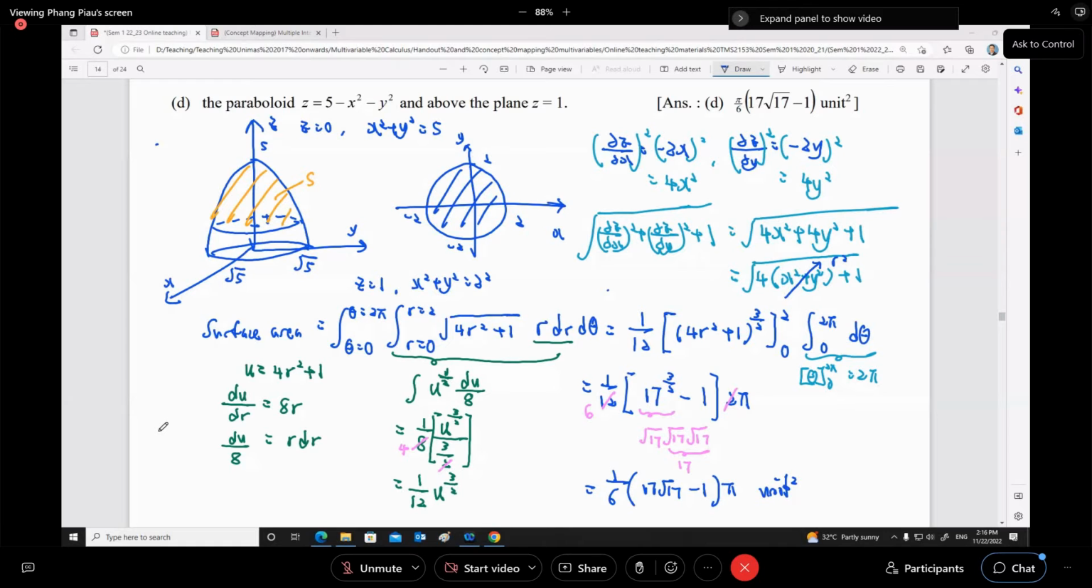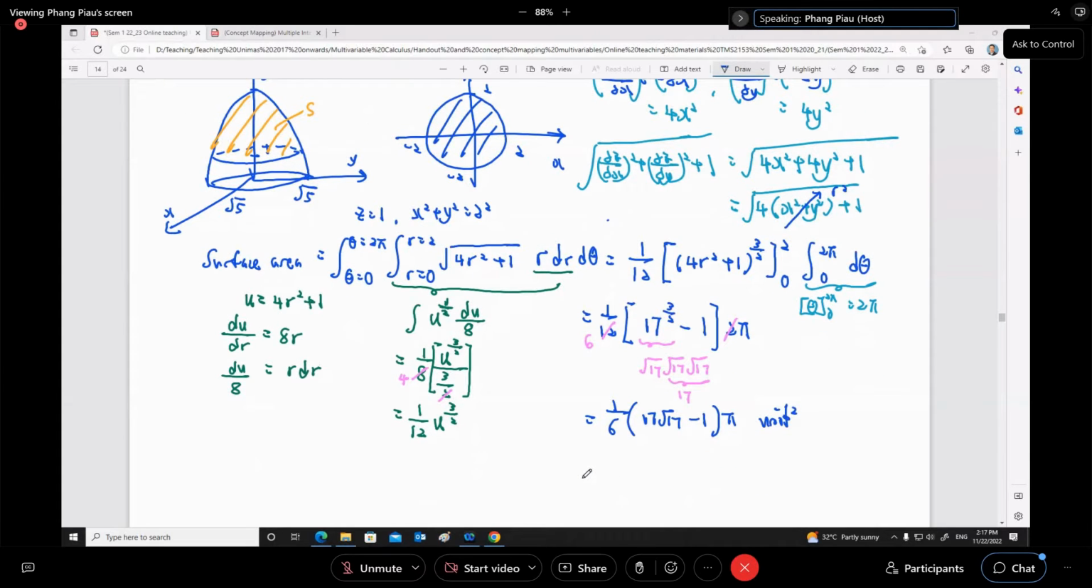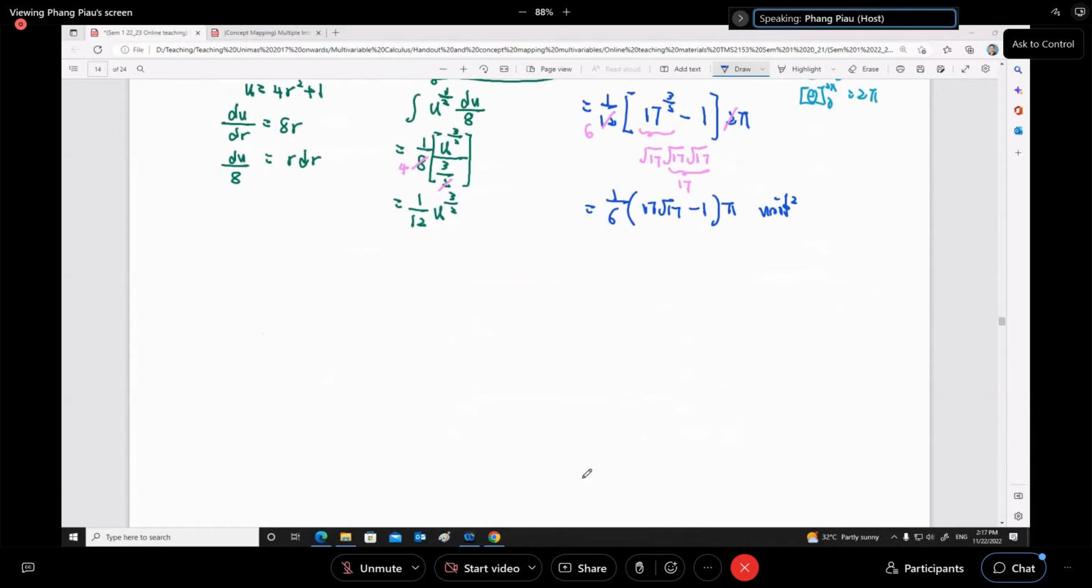Okay, I hope that you practice this kind of question a few times, because usually you will have at least one such question in either your test 2 or your final exam. So we move on to this.